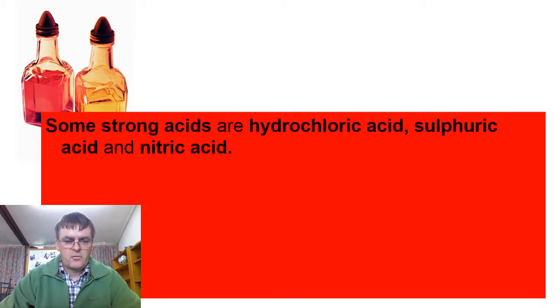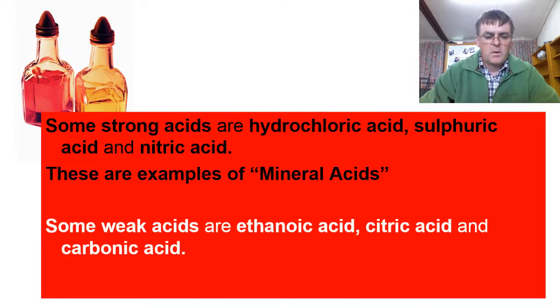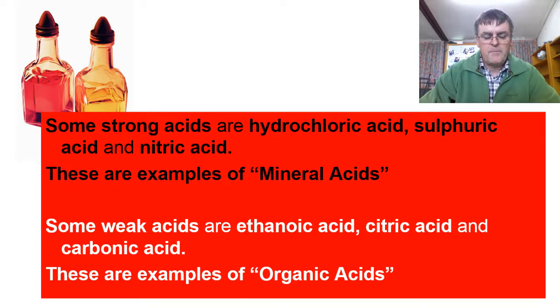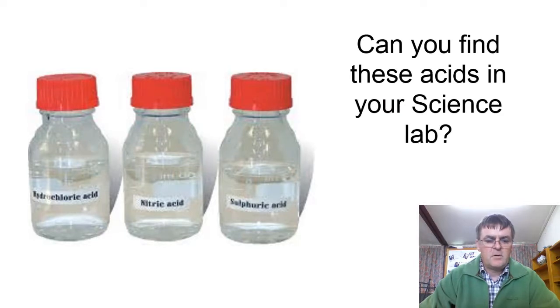So strong acids, hydrochloric acid, sulfuric acid, nitric acid, they're the ones we often use in the school laboratories. They're what we call mineral acids. They're strong ones. Weak acids, ethanoic acid, that's your vinegar, citric acid from lemons, carbonic acid, you've got that often in fizzy drinks when you've got carbon dioxide dissolved. They're organic acids. They're weaker. They're your food acids. Often we use those in foods and flavours. Can you find these in your science lab? These are your common science acids.